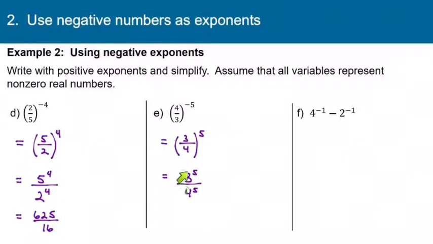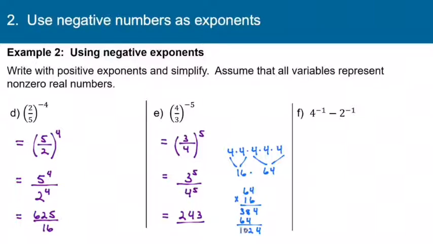And you might have to go to a piece of scratch paper to work these out because these are a little larger than what we're used to. But 3 to the 5th power is going to be 243. And 4 to the 5th power is going to be 4 times 4 times 4 times 4 times 4. So basically that's like 16 times 64. And if you just work that out, you'll find that that's going to be 1024. So this expression ends up 243 over 1024.